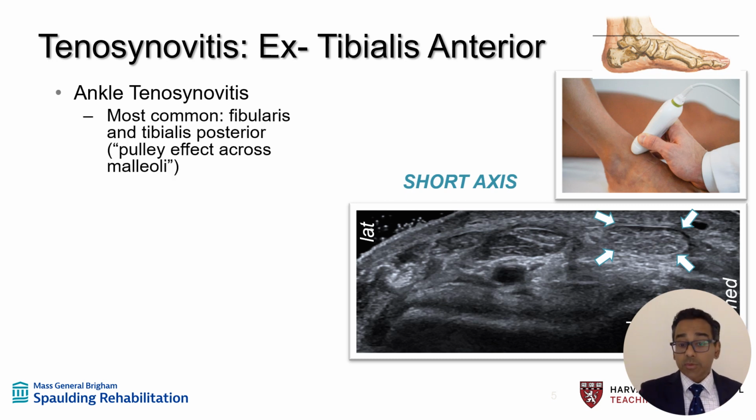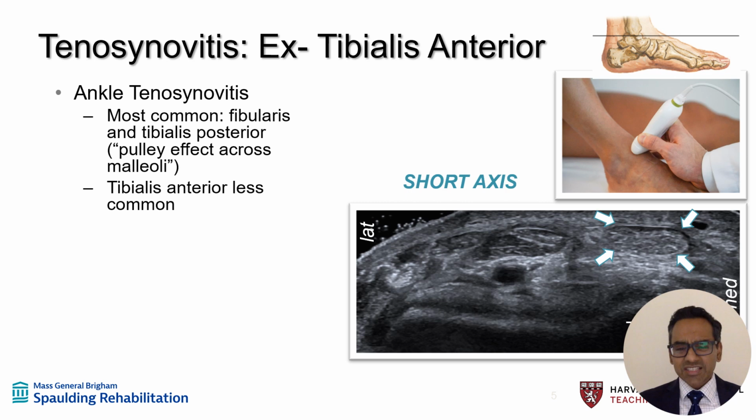Most commonly, when we talk about tenosynovitis, we're typically referring to the outside of the ankle, the peroneus or fibularis longus or brevis, or on the inside of the ankle, the tibialis posterior. Classically, this is because there's a pulley effect across the medial malleolus. Tibialis anterior tenosynovitis is much less common, although that's what we have a good example of today, so we're going to show that.